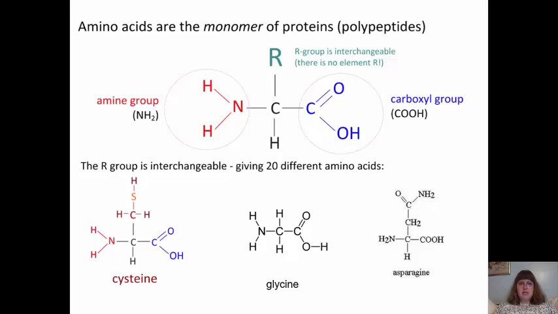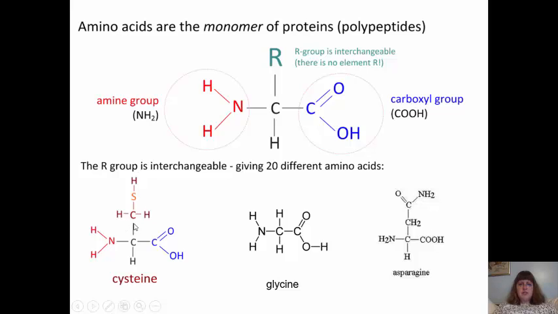When we look at the generalized structure of an amino acid group, on the right-hand side in red, you have an amine group, which is a nitrogen and two hydrogens. You have a central carbon with one hydrogen off the bottom, and at the top is an R group. This is interchangeable. There is no element R on the periodic table, but there are many different amino acids, and so putting this R here indicates that this is an interchangeable unit. And then here we have our carboxyl group with our double bonded carbon oxygen, and then our hydroxyl.